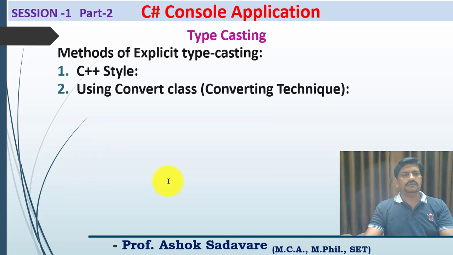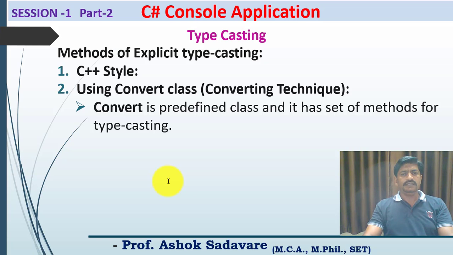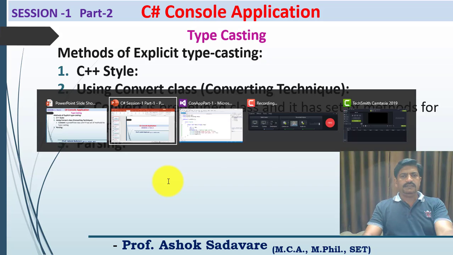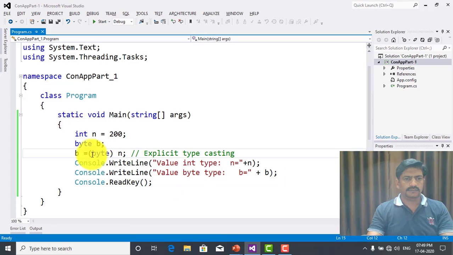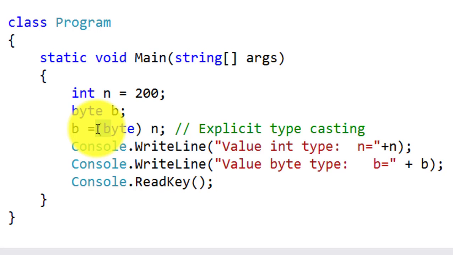So the next method is using the Convert class. Convert is a predefined class and it has a set of methods for typecasting. Let's see an example of the Convert class. Let's take the same example next.